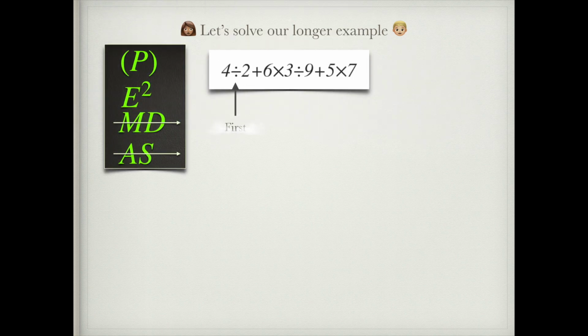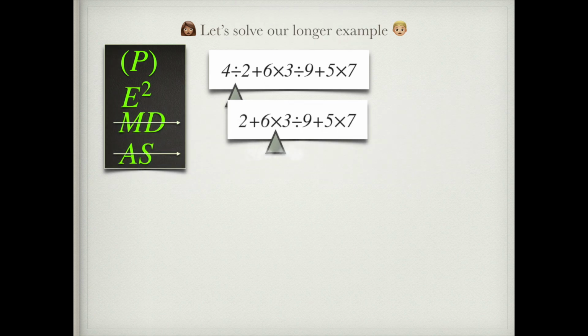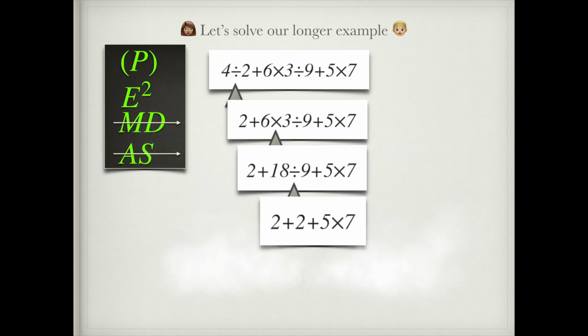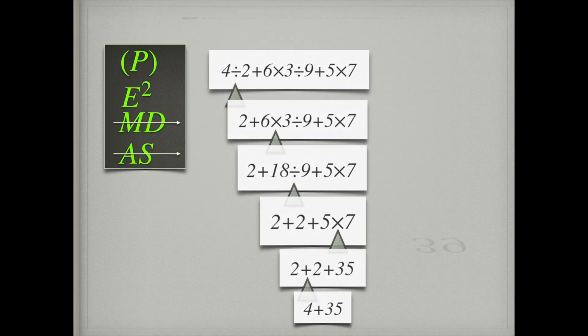Again, the 4 divided by 2 will be first, the 6 times 3 next, that answer divided by 9 will be next, and then we'll multiply 5 times 7 last, then we'll move on to addition and subtraction, but here it's just addition. So we divided, we got that, we multiplied, we got our 18, we divide 18 divided by 9 and get 2, multiply 5 times 7 and get 35, and that was quick. But that's how we do it, and we get 39 for our final answer in this case.